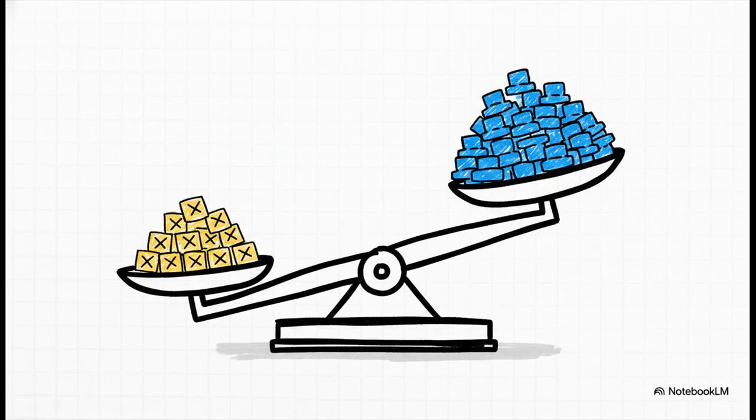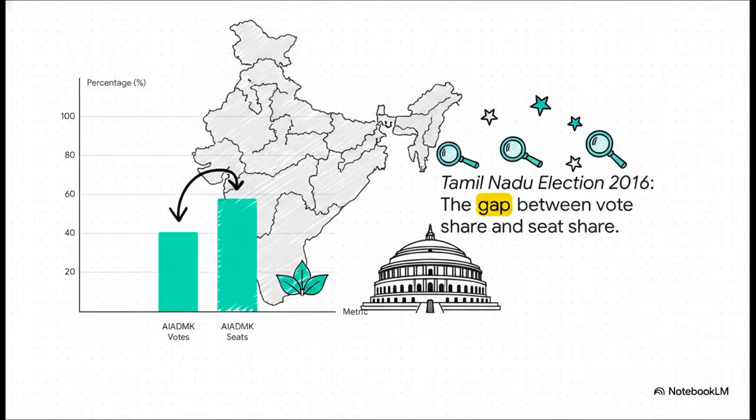But, and this is a huge but, there's a major side effect to this whole winner-take-all thing. Because a party can win a ton of seats by just a few votes here and there, the final results in parliament can look way different from the actual percentage of people who voted for them. Just look at this. It's a perfect example from the Tamil Nadu election in 2016. The AIADMK party got just over 40% of the votes. But check out the seats.